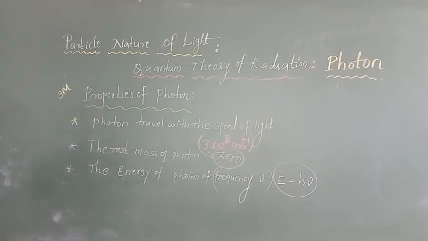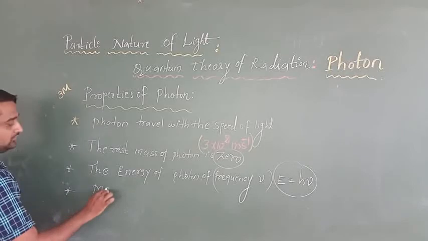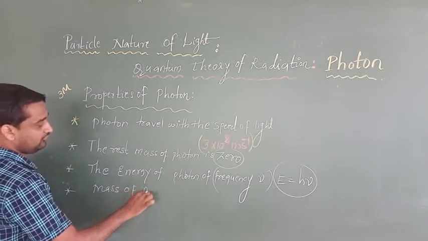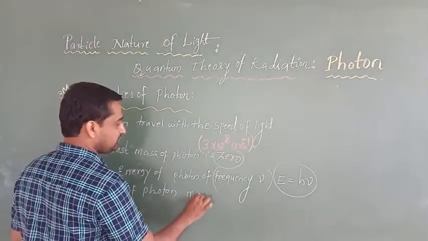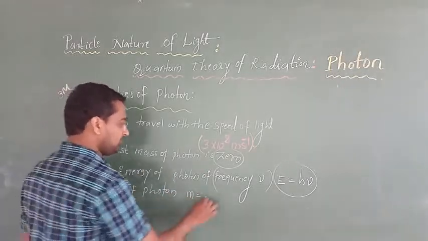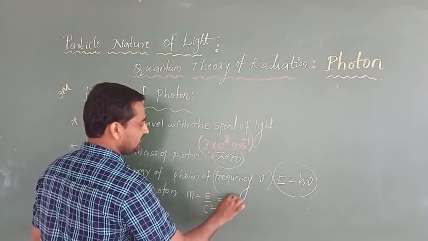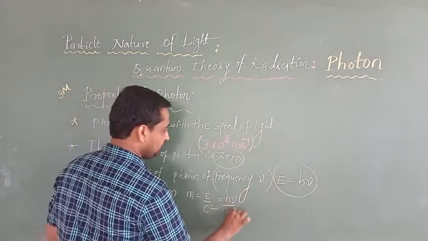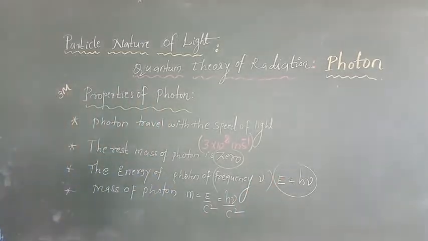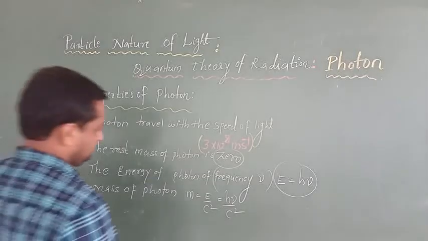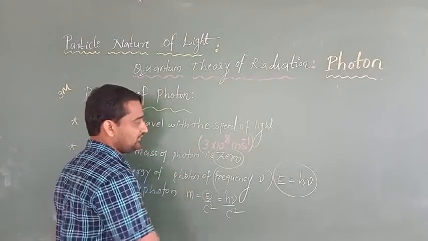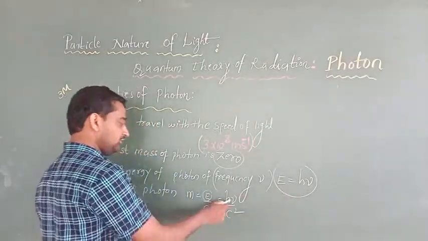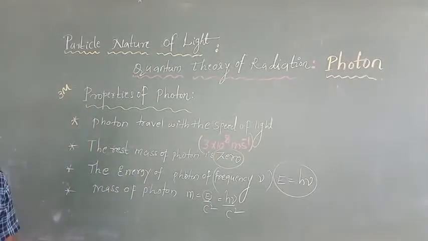And the mass of photon, how are we going to represent it here? From the Einstein mass energy equivalence relation, you know that E is equal to m c square. So m is equal to E divided by c square, but the energy of each photon is given by E is equal to h nu. Therefore, its mass is m is equal to h nu divided by c square.